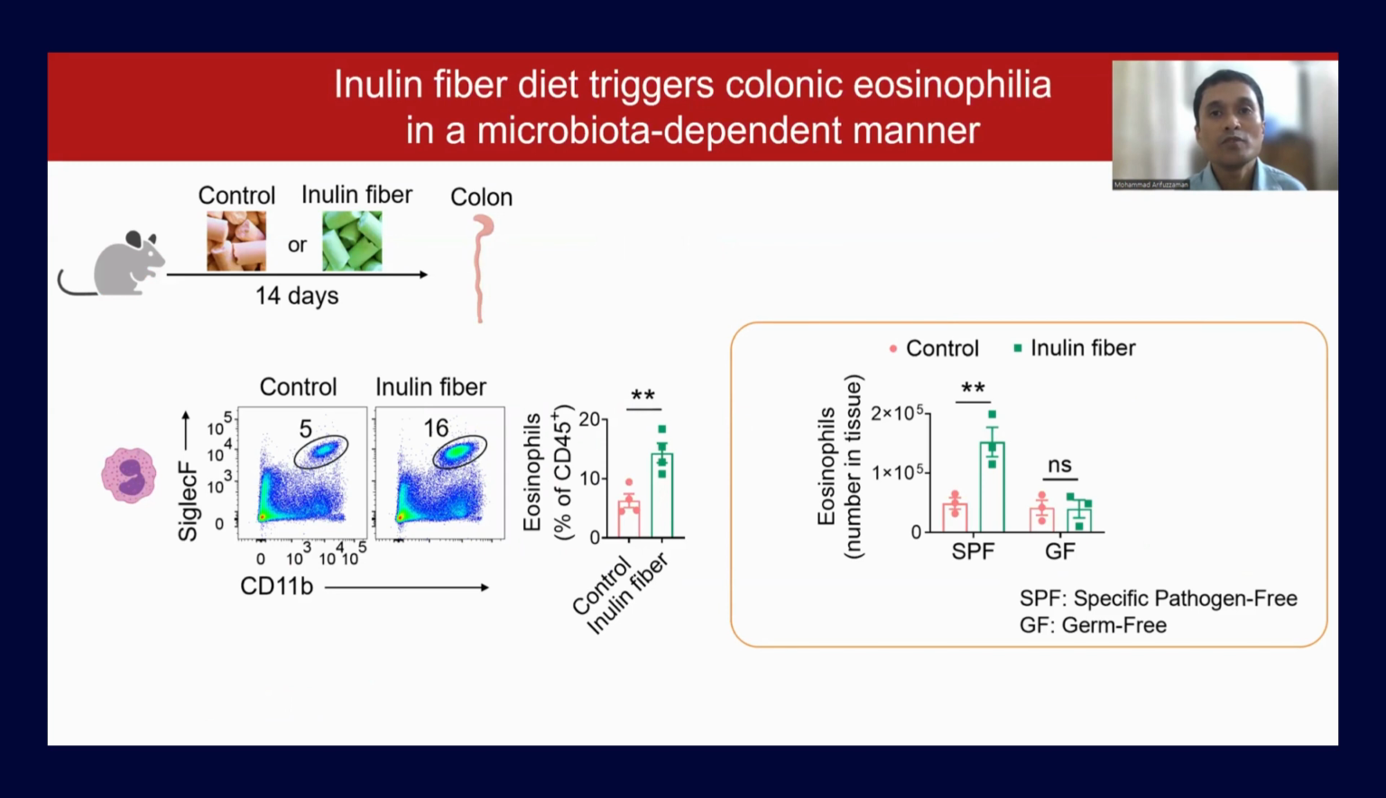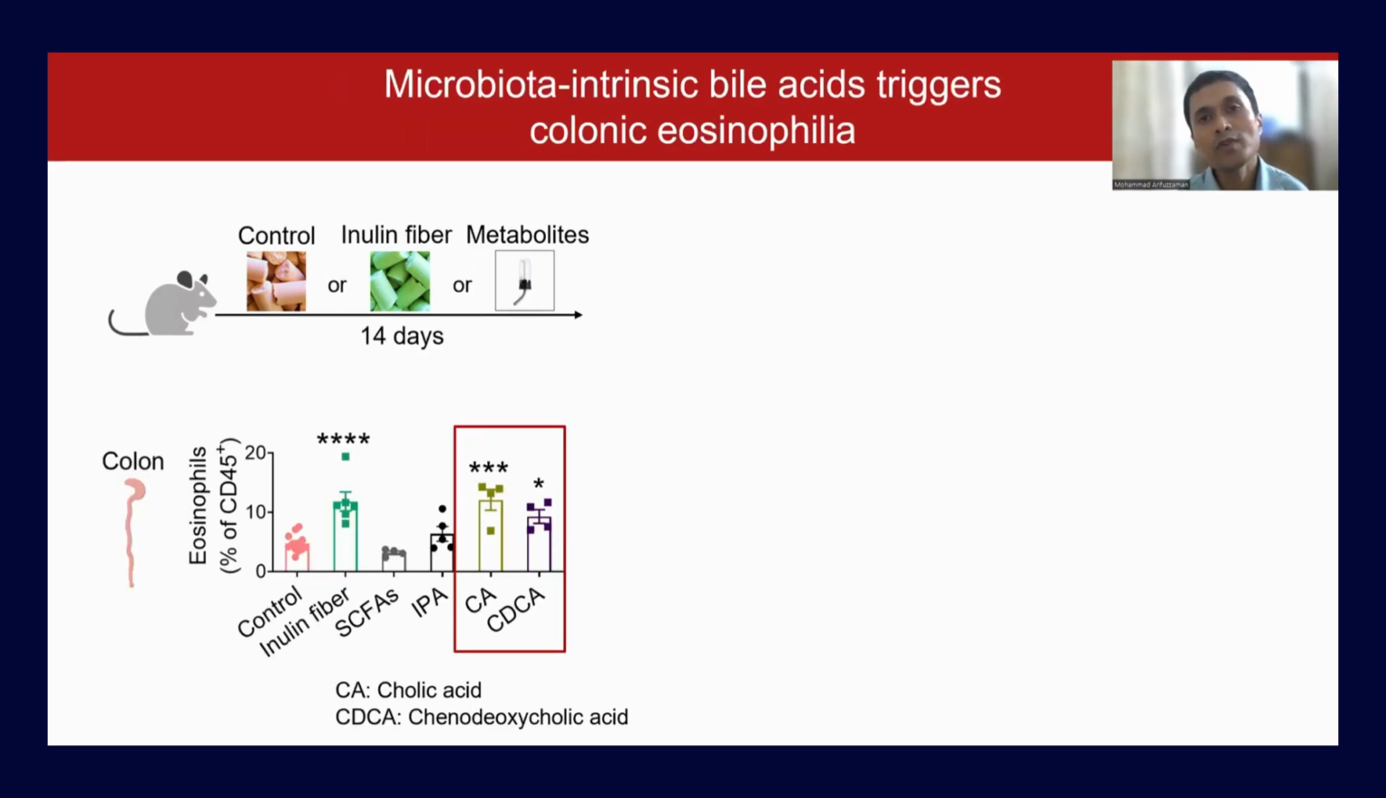We also did immunophenotyping in the colon. Here you are seeing flow cytometry plots. We found that eosinophils are significantly upregulated by the inulin fiber. And this phenotype was actually microbiota dependent because we did not see this eosinophilia in the germ-free mice. So then we went back to the metabolites and we tested individual bile acids.